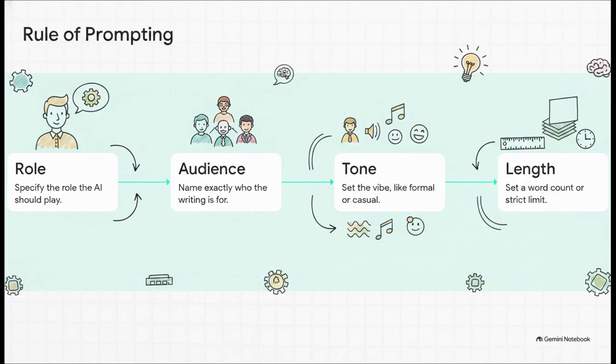1. Role. 2. Audience. 3. Tone. And 4. Length. It's actually that simple. If you tell the AI exactly who it is, who it's talking to, the vibe, and the word count, your drafts will instantly improve. Giving the AI a role, like project manager, and naming the specific audience changes absolutely everything.